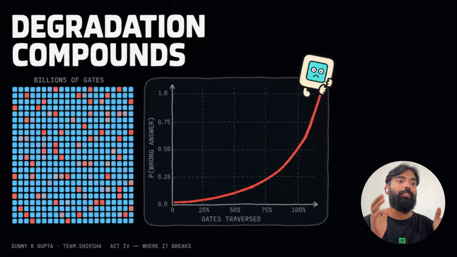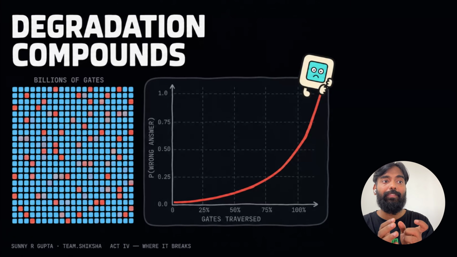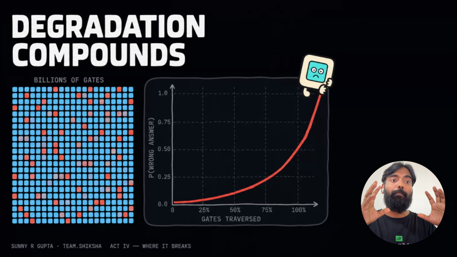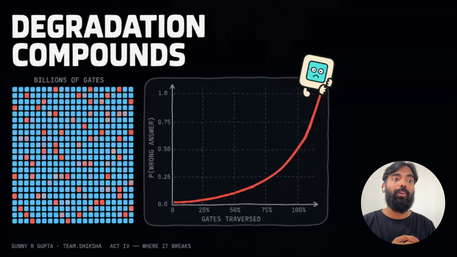Now think of signal degradation and how it can compound. With 10 levels, every gate needs to be precise enough to preserve the distinction between adjacent levels. With billions of gates operating billions of times per second, the probability of a wrong answer becomes unacceptable.